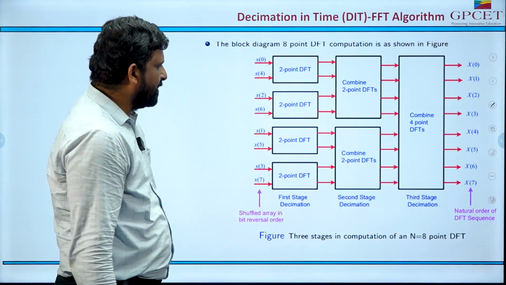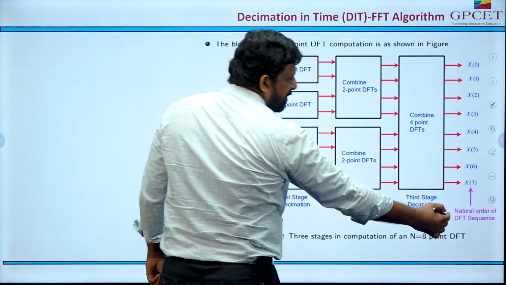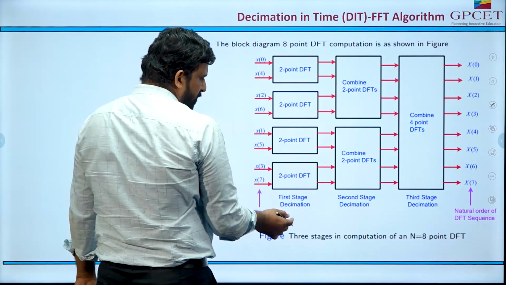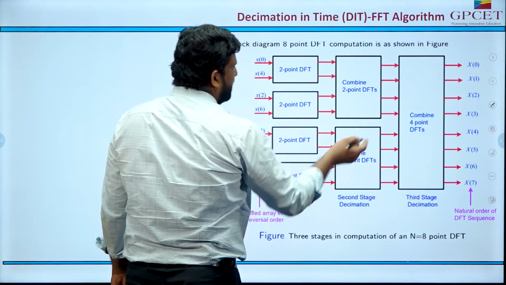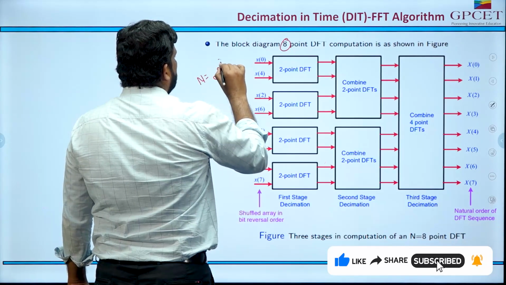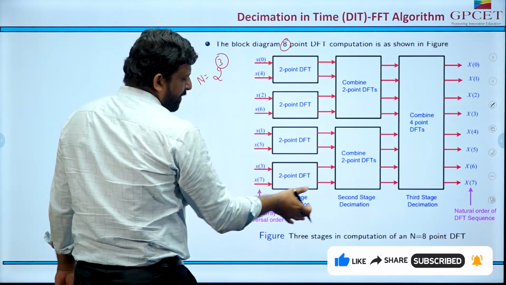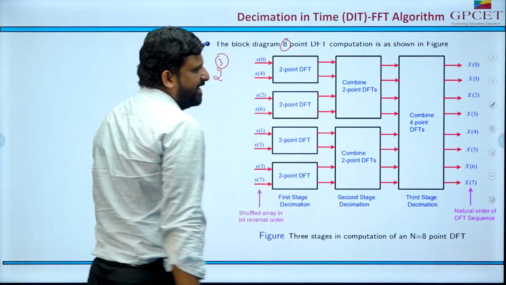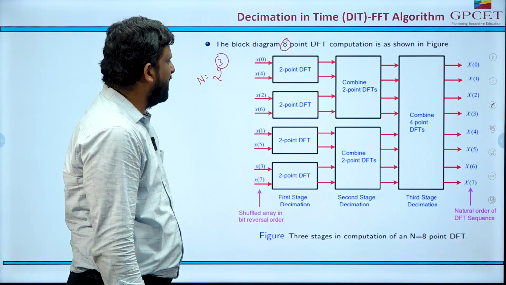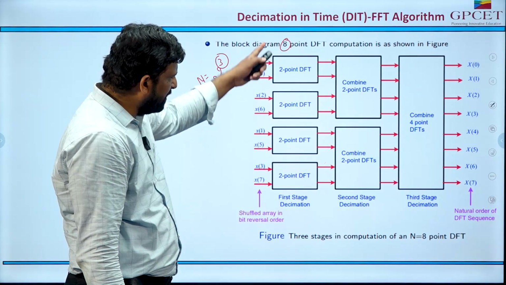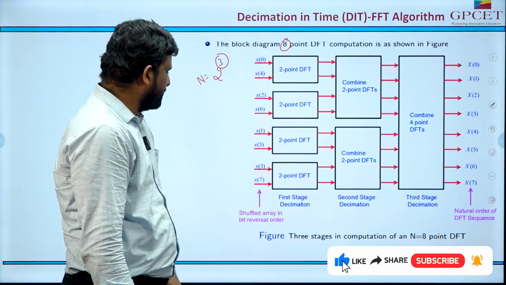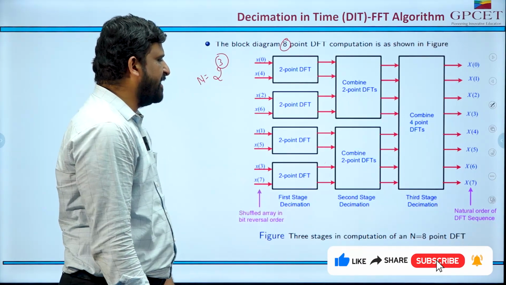So in the simple block diagram, as I told you, the natural order DFT sequence will be given like this. First stage, second stage and this is the third stage. This is for N is equal to 8. N is equal to 8 means 2 power 3, so how many stages are we going to get? We get 3 stages. And this is the finalized basic block diagram of the butterfly DIT FFT algorithm. See, all the DFTs are being divided and conquered. The approach is like this: 3 stages in the computation of N is equal to 8.